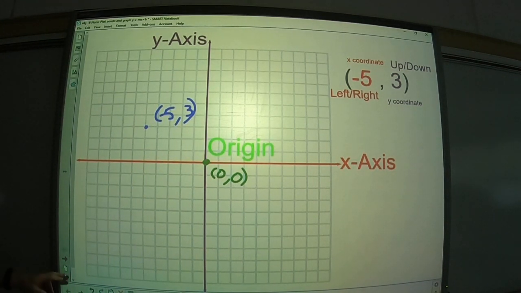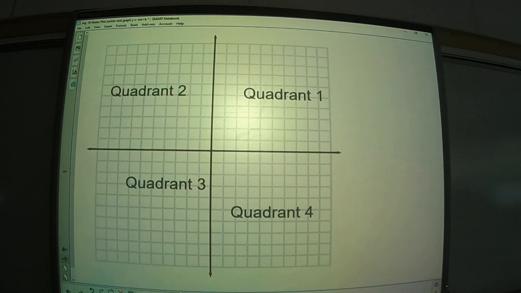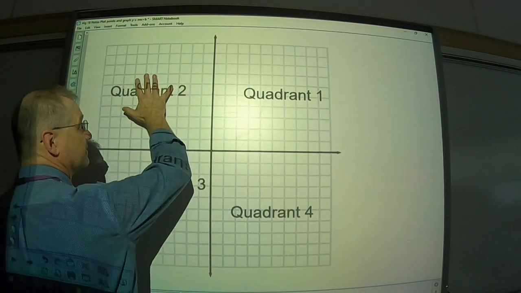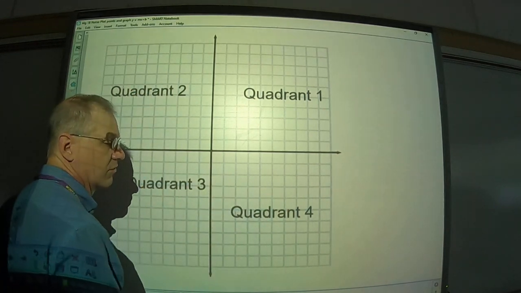I'm sure this is review for most, if not all of you. So I just want to reiterate what that was. Now, next thing is quadrants. There are 4 quadrants, and they go counterclockwise around as they go up. This is the first quadrant, second, third, and fourth.